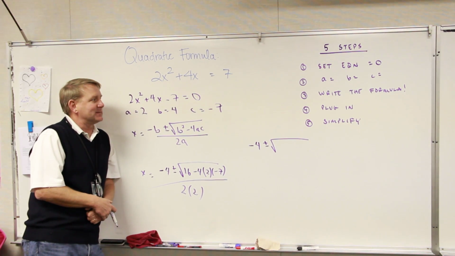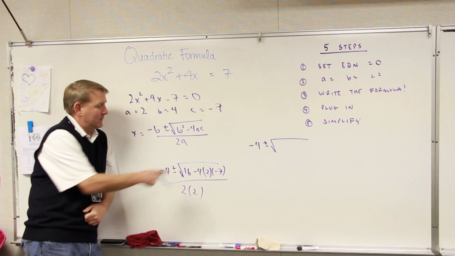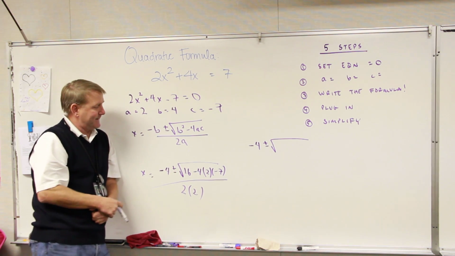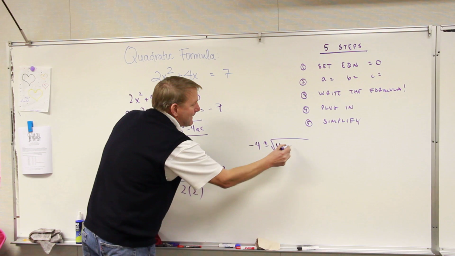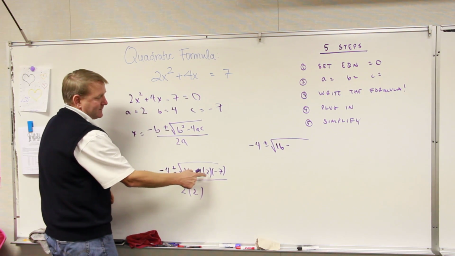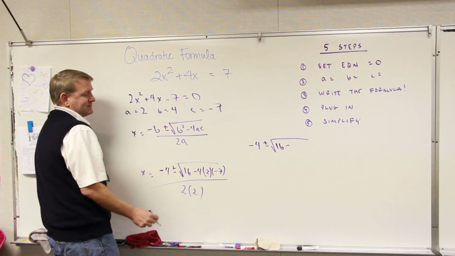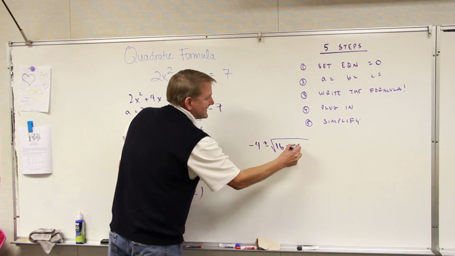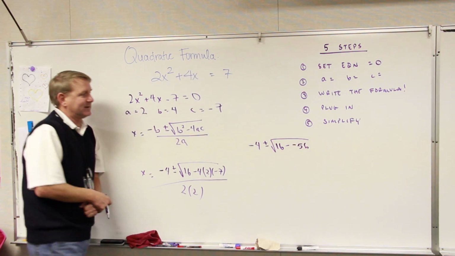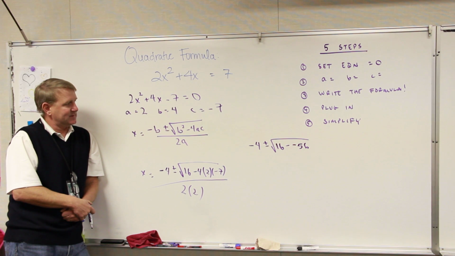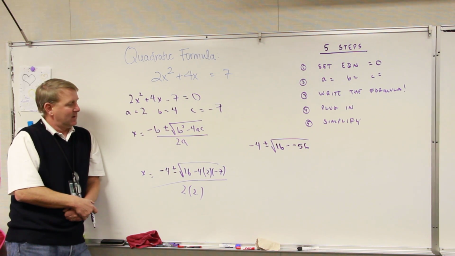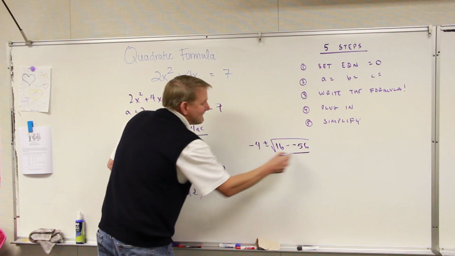95% of the time, if you make a mistake on this, this is where it's going to happen. Right here when we're evaluating this part, which is called the discriminant. So this becomes 16 minus 4 times 2 times negative 7. So that's negative 56. So 16 minus a negative 56. I'm doing that right. 8 times 56? I think I'm good. All that divided by 4.